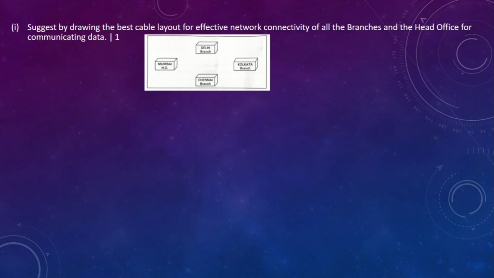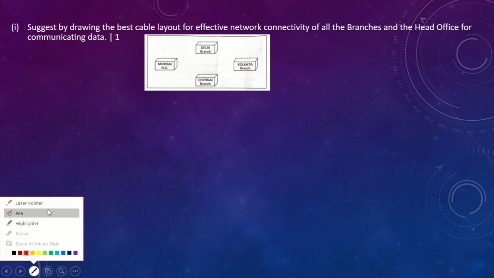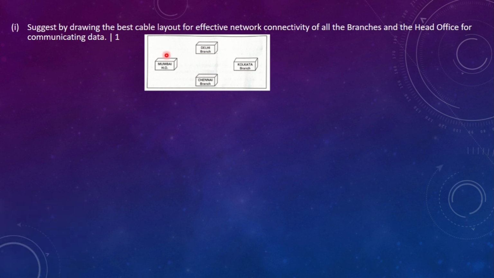So if we are having a bus topology, then no problem. Simply, if we have a bus topology, we can simply connect Mumbai to Delhi, Delhi to Kolkata, Kolkata to Chennai. Like this, 1 2 3 we can connect. But if we want to use the star topology, in that case we have to connect Mumbai to Delhi, Mumbai to Kolkata, and Mumbai to Chennai. Both the answers are equally good.